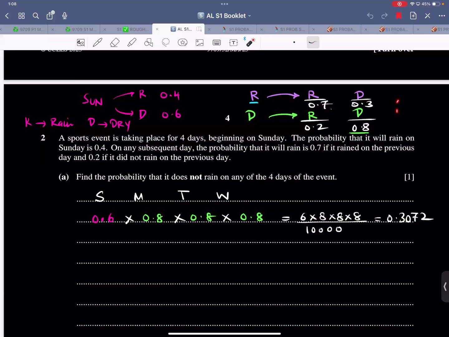So basically, I list them out and then I pick and choose. And then based upon dry, you want it to be dry and dry. So based upon dry will be dry, that would be 0.8, 0.8. So this is 0.8, 0.8, 0.8 into 0.6. Now 6 into 8 into 8 into 8, I have taken care of all the zeros in the denominator, and that is the answer. Of course, you can use a calculator.